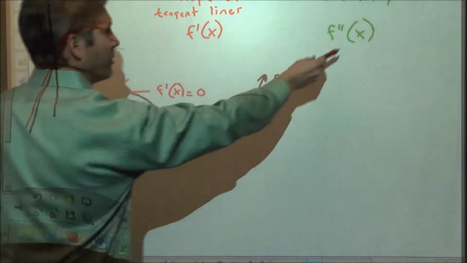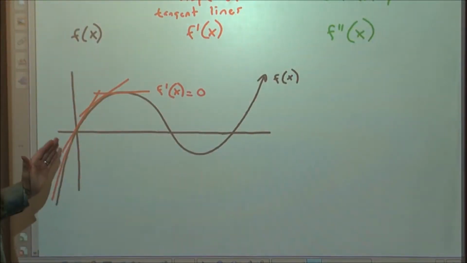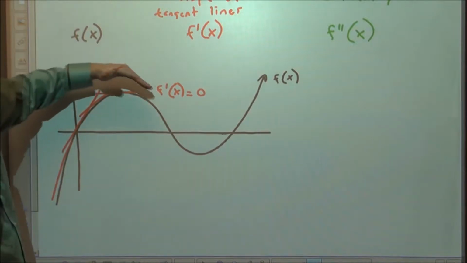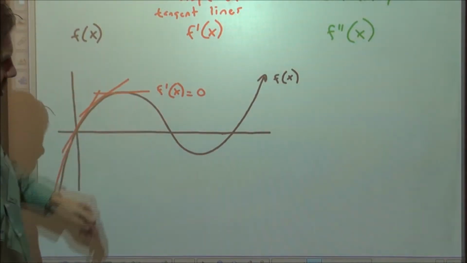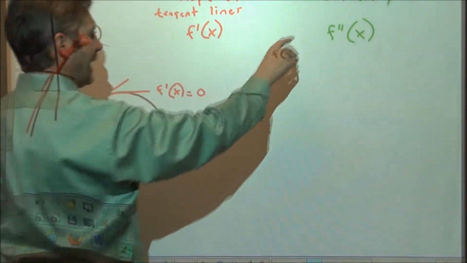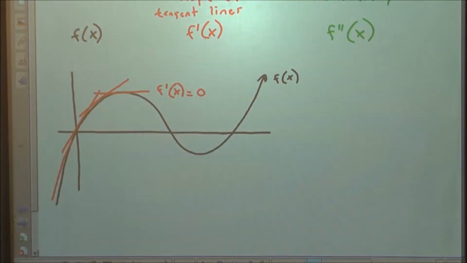Now the second derivative will give you concavity. So this graph is concave down. The slopes are getting smaller and smaller. There's a point of inflection here where the function will then curve upward. So the concavity is going to change that way.